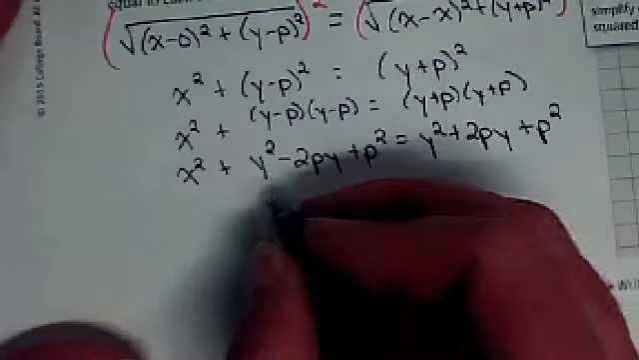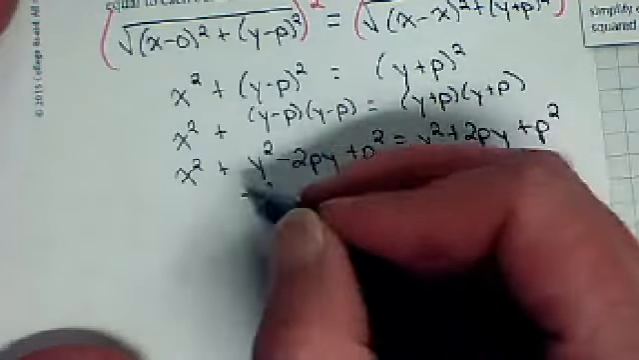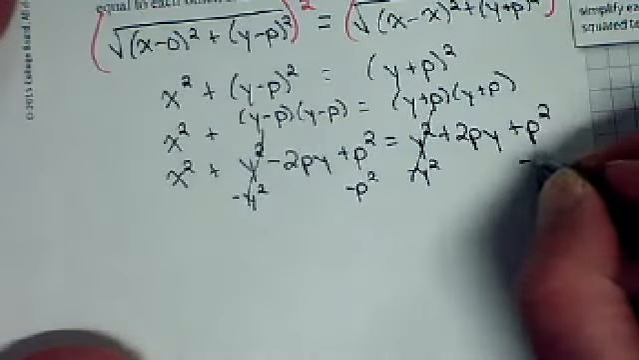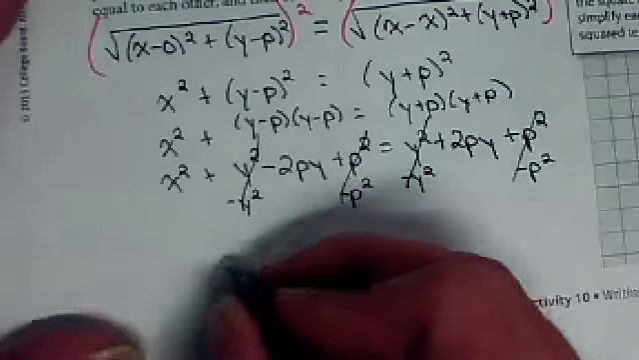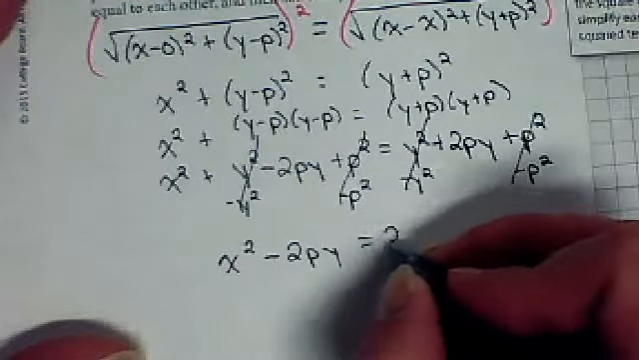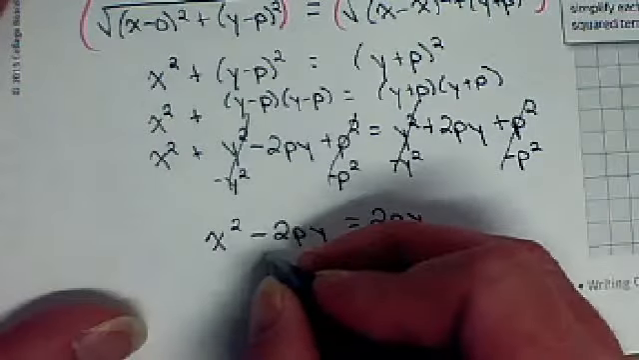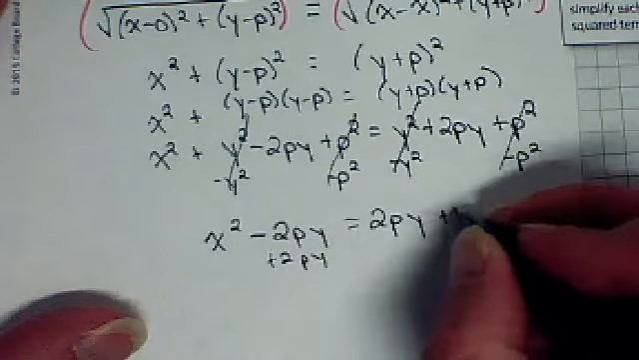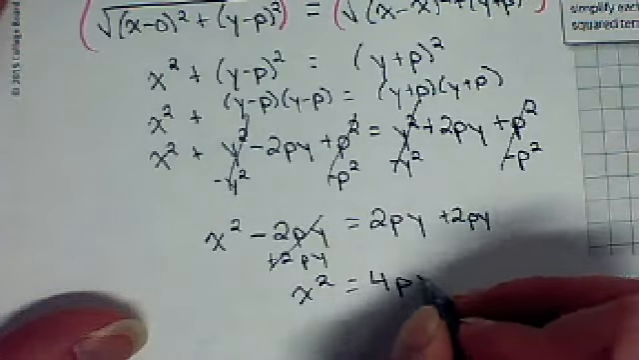Now we want to solve for y, so let's see what we can do. Hey, we have y squareds on both sides. What if we subtract y squared from each side? Ooh, we have p squared on both sides. What if we subtract p squared from both sides of the equation? Now let's see what we have. We have x squared minus 2py equals 2py. Well, we're trying to solve for y, so let's get all the y's together. So let's add 2py to both sides of the equation. I'm left with x squared equals 4py.